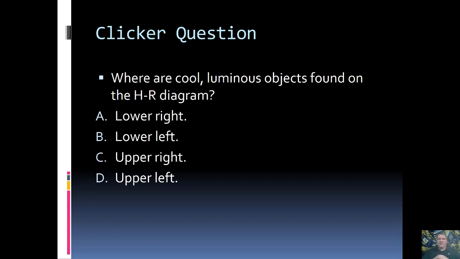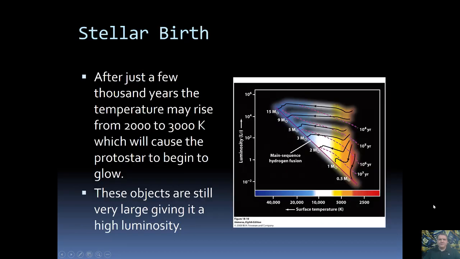Alright, so if it is cool but luminous, so cool things are on the right side of the HR diagram, but luminous things are near the top. Okay, so the correct answer is C. We expect these things in the upper right.